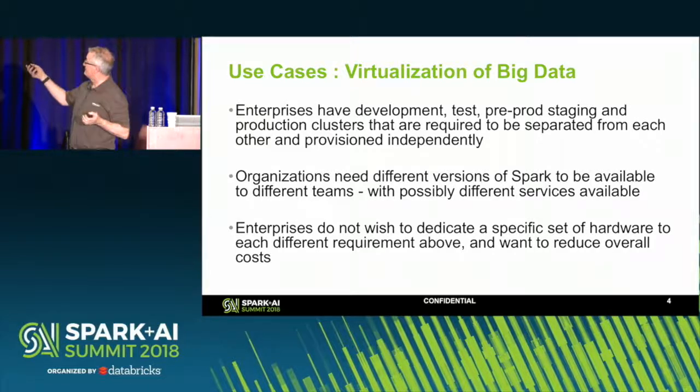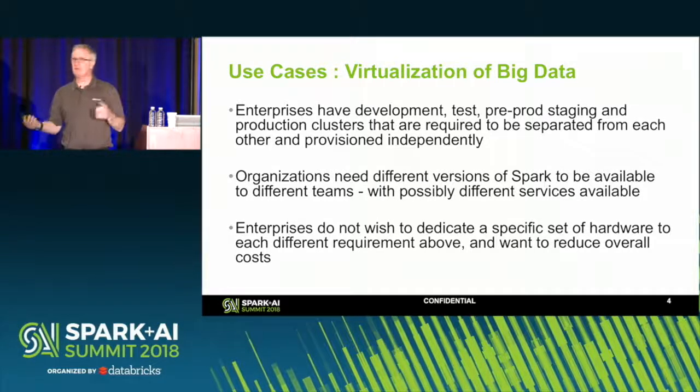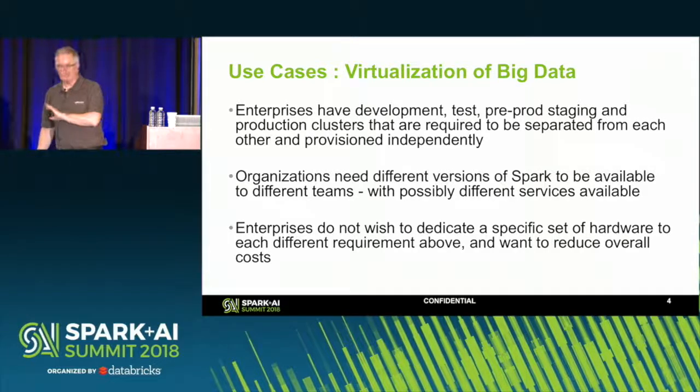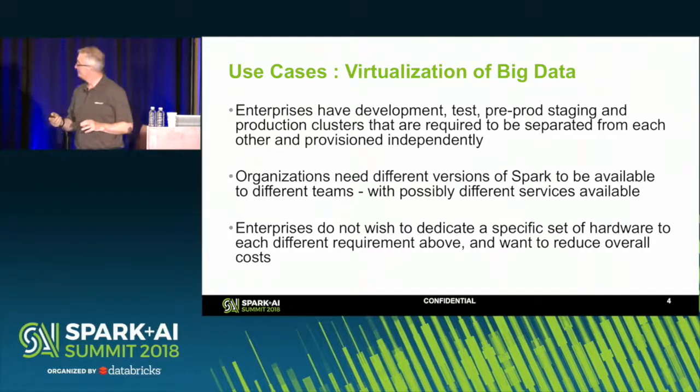Organizations need different versions of Spark to be available to different teams for different purposes. You may have a data science team, an analytics team, an ETL team, all with their own different clusters. And giving them physical hardware to do that is really the old-fashioned way to do it. Enterprises that we meet no longer want to dedicate a full set of hardware to just one cluster. And I know many of you are running in the cloud. You don't even think of sets of hardware anymore. But these same principles I'm going to use in the cloud in a few minutes here.